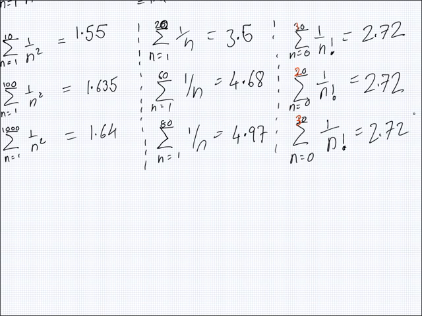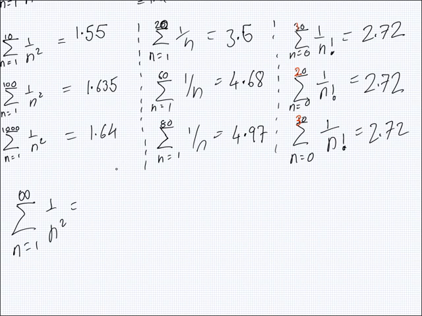Now, in the first one, if you add the first 10 terms, you get 1.55. If you add the first 100 terms, you get 1.635. If you add the first 1,000 terms, you get 1.64. So, do you think it's possible to do this? What about if you add all the terms? You don't stop. You go 1 over 1 squared plus 1 over 2 squared plus 1 over 3 squared plus 1 over 4 squared plus 1 over 5 squared to infinity.